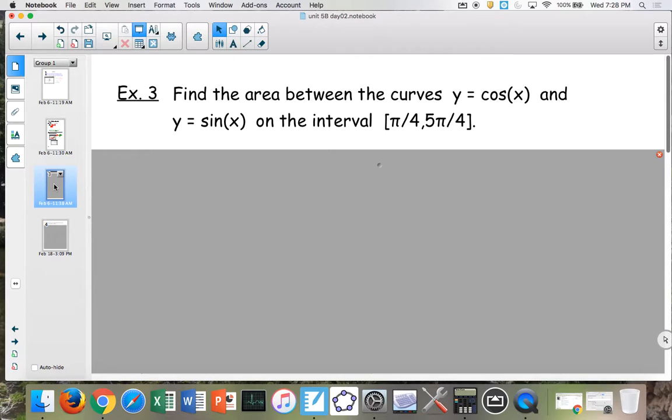Well, let's do another example. Find the area between the curves y equals cosine x and y equals sine x from the interval pi over 4 to 5 pi over 4. First of all, we're dealing with trig functions, so we want to make sure that our calculator is in radian mode. And then we want to go ahead and look at the graph. If you want, you can pause and work this out on your own and then check the answer.